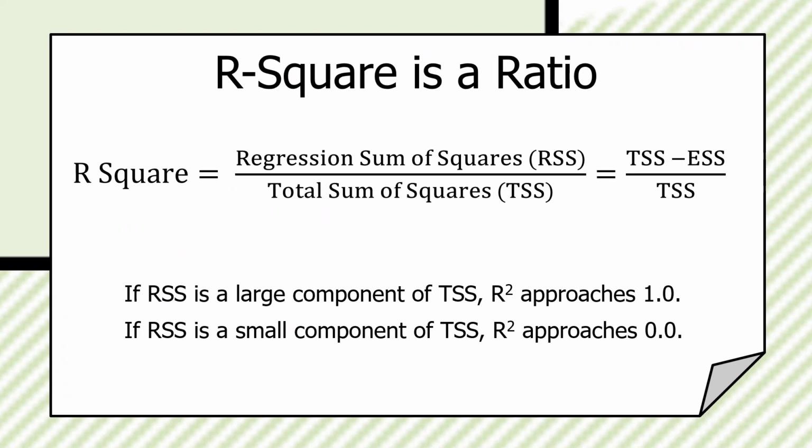If regression sum of squares is a large component of total sum of squares, that is, if many of the cases are falling very close to the prediction line, and we're explaining a lot of the distance between the overall mean of y and individual observations of y, then R squared approaches 1.0. If regression sum of squares is a smaller component of total sum of squares, then R squared approaches 0. So if we were just as well off guessing the mean as using the independent variable as a predictive tool, then R squared will be quite weak. But it always ranges between 0 and 1.